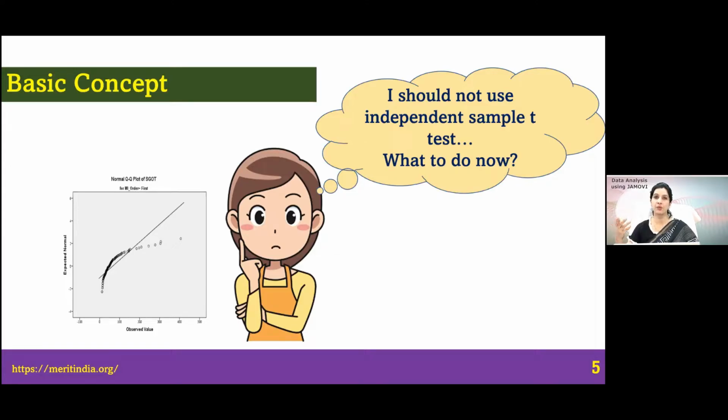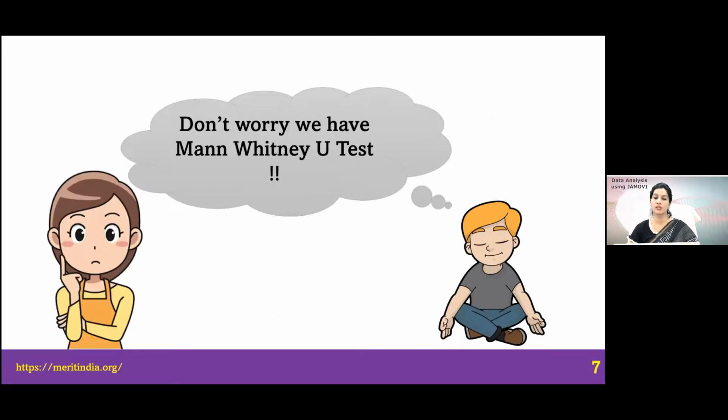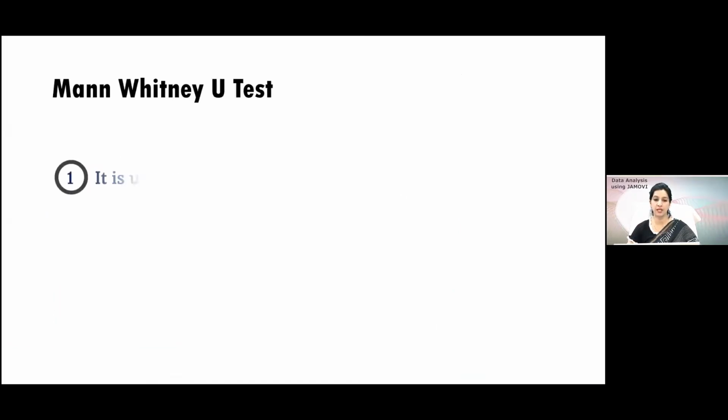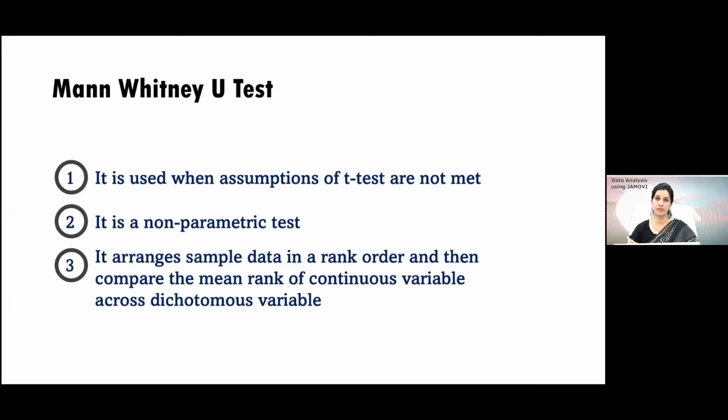So if it is highly skewed and I cannot apply the independent sample t-test, in that case, what will I do? If I know that the variable of interest does not follow a normal distribution, like in case of survival, there are various survival times that also don't follow a normal distribution, or beforehand we plan to compare the median of the variable of interest. So in that case, we apply this Mann Whitney U test. This Mann Whitney U test is used when the assumptions of the t-test are not met. And it is a non-parametric test because we always say that this is the non-parametric counterpart of the independent sample t-test.